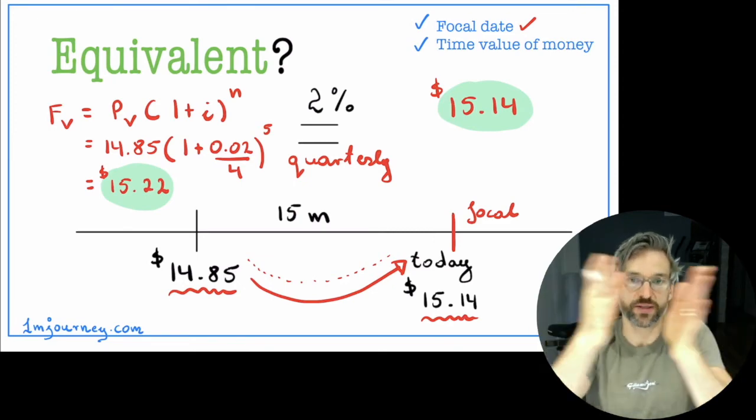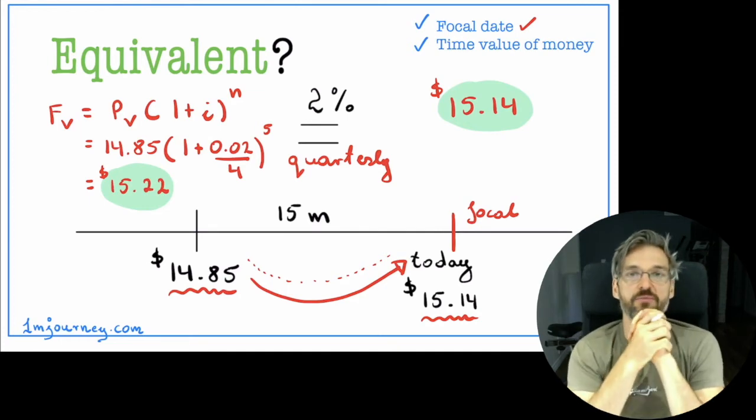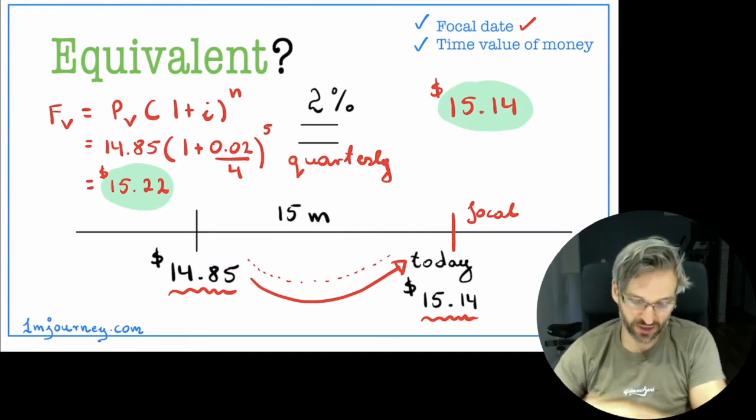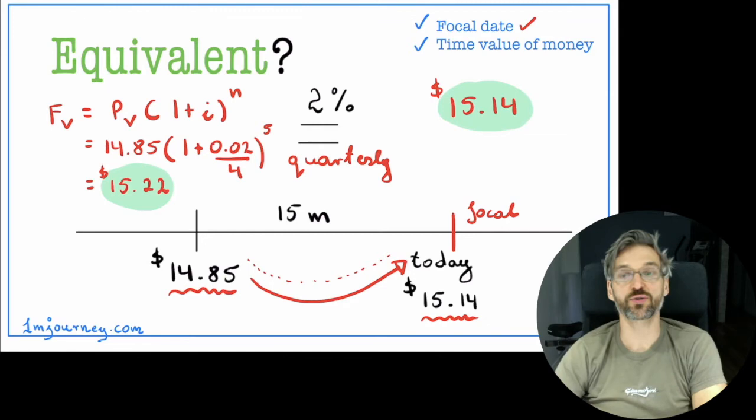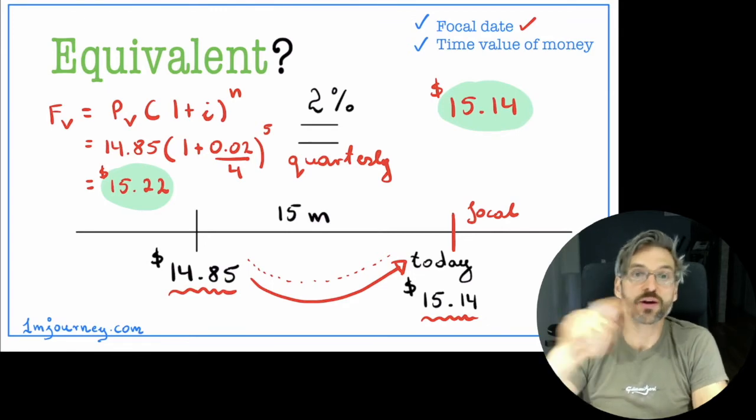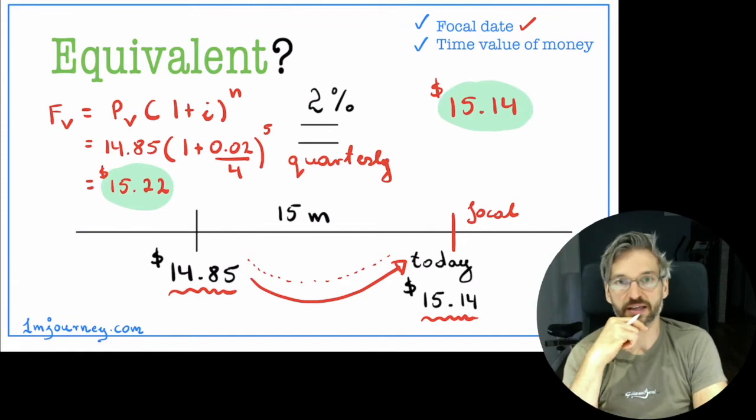You have to always bring them to the same focal date. And that's what this example hopefully illustrates to you with regards to these groceries. Now, where else can we take this equivalent value concept?